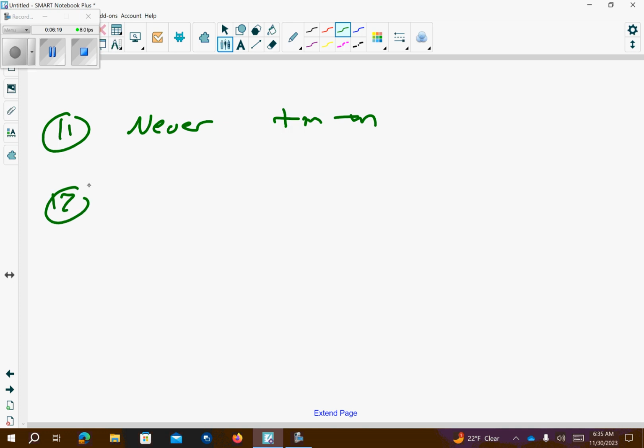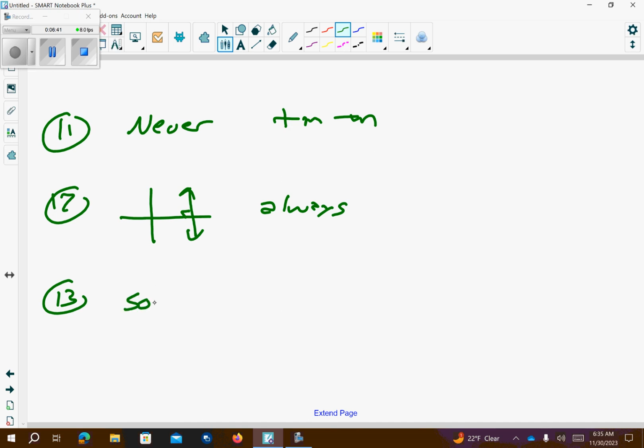Number 12, a vertical line is perpendicular to the x-axis. So let's think. A vertical line, this would be a vertical line. Yep, it is perpendicular. Yes, this is always true. Always true.